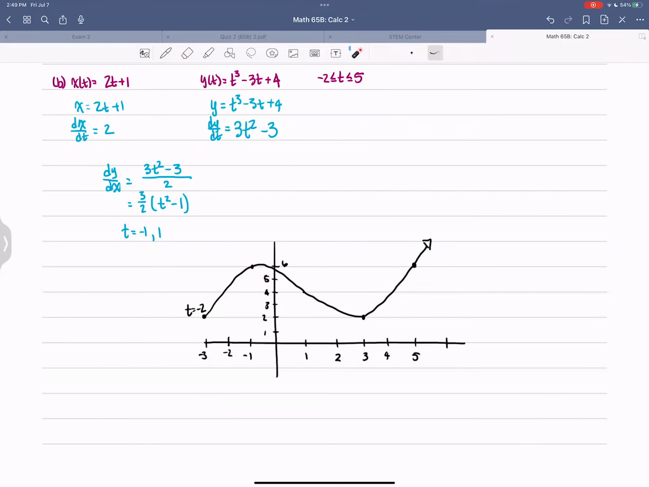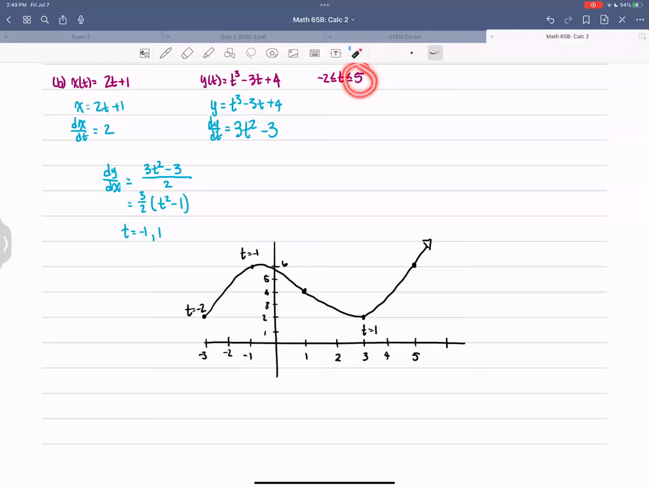And up here at t equals -1, we have this point. T equals 0, we're right here. And t equals 1, we're right down here. And this makes sense. So if we look at our graph, it goes on forever.